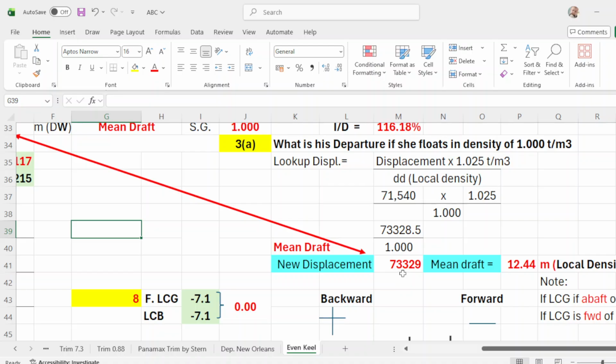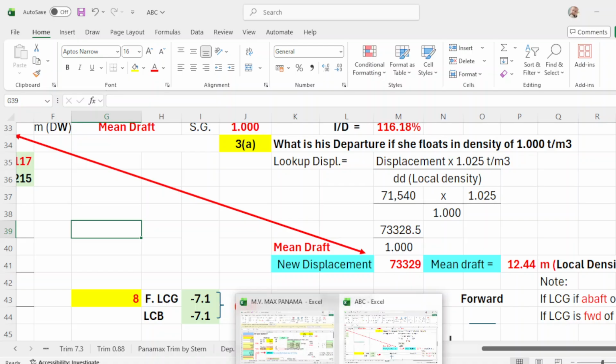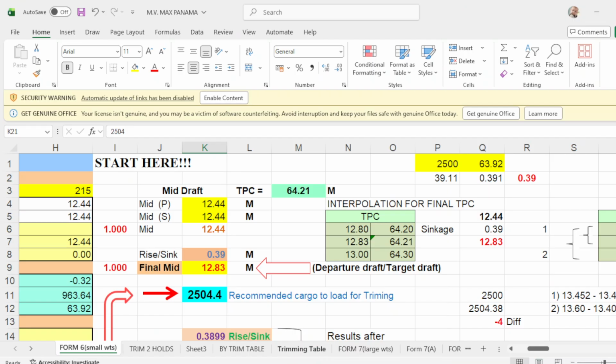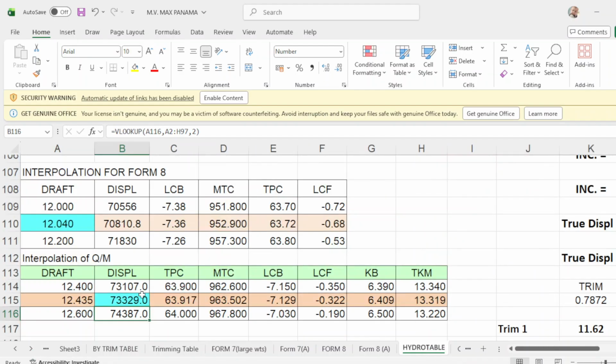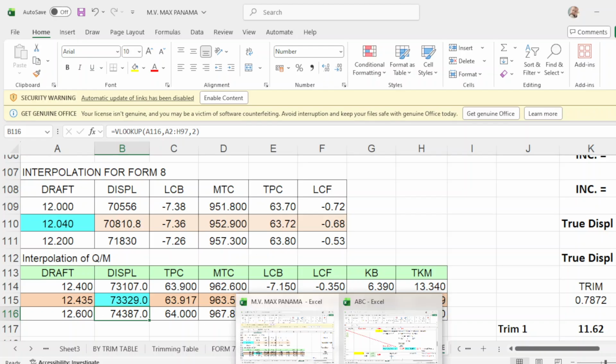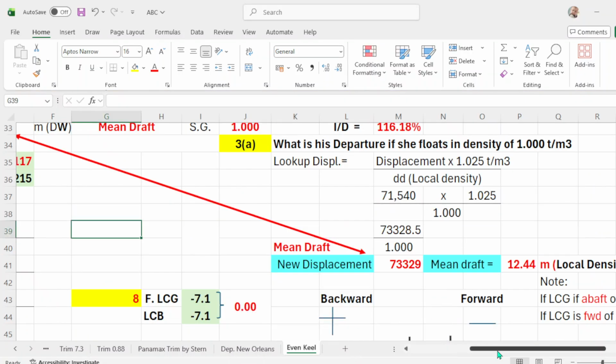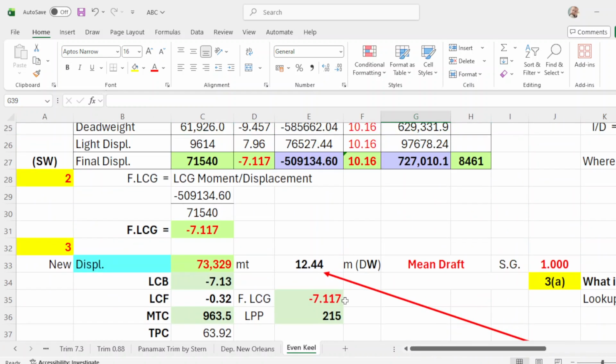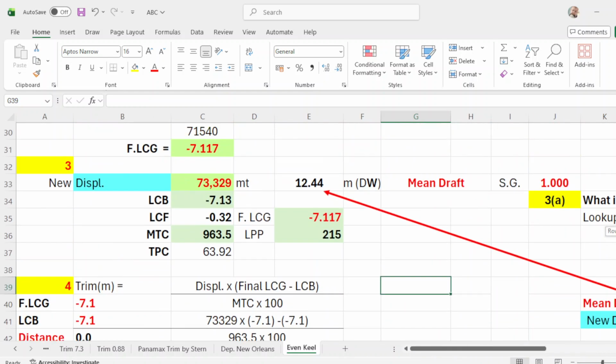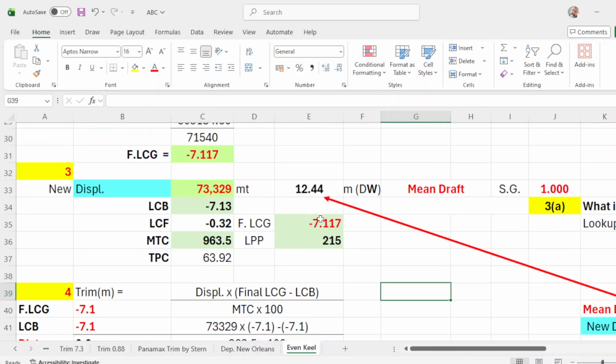So check 73329. Okay, 73329 is 12.43, or 12.44. Then go back. So it is 12.44. That is now in the water of 1.00. That will be your displacement.